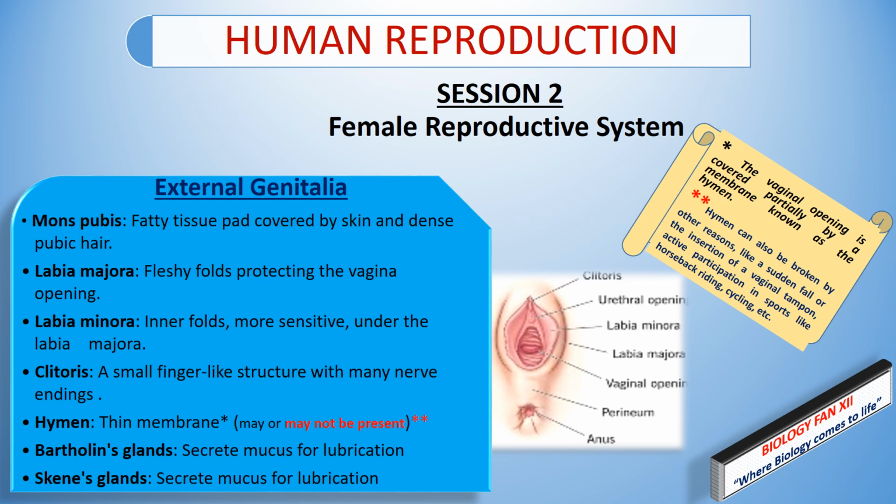Clitoris. The clitoris is a finger-like structure with many nerve endings. Bartholin's glands secrete mucus for lubrication, and skin glands function the same as Bartholin's glands, that is, they secrete mucus for lubrication.